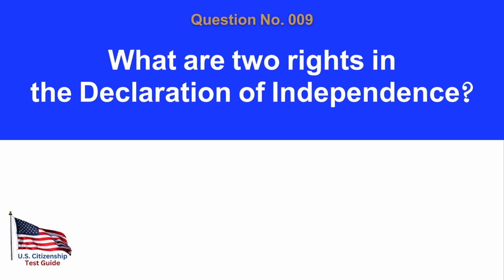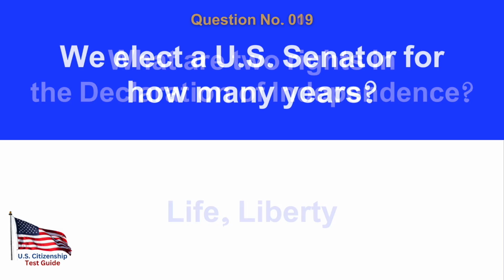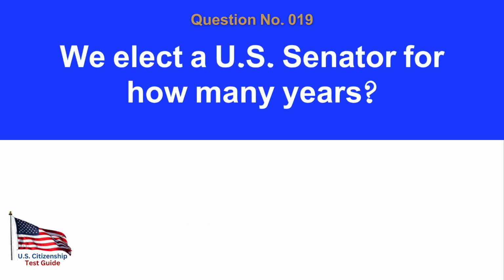What are two rights in the Declaration of Independence? Life, liberty. We elect a U.S. Senator for how many years? Six.